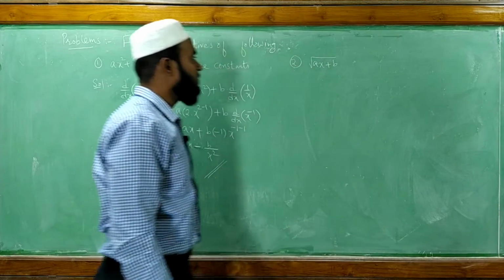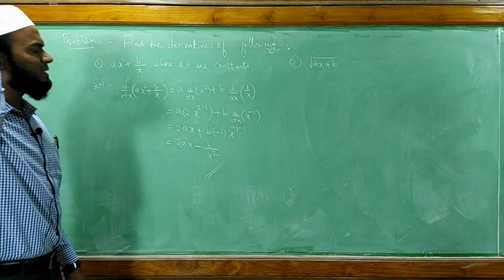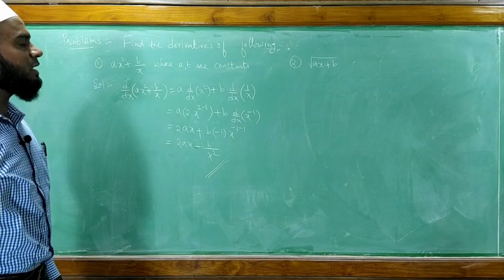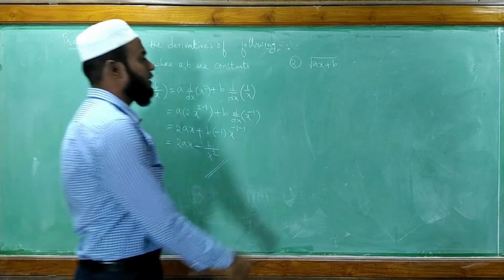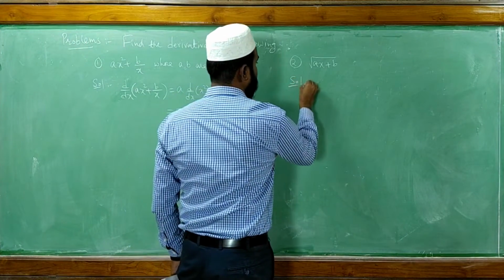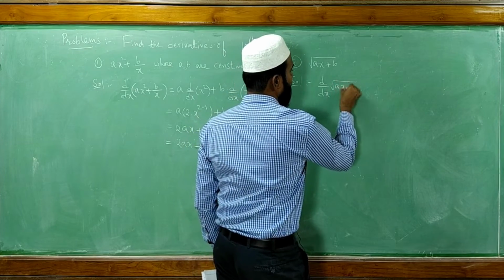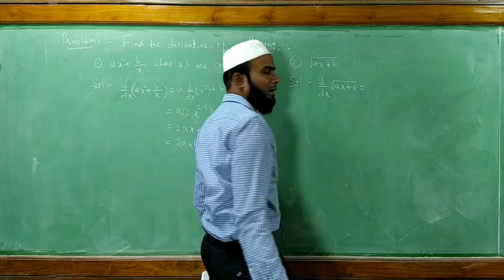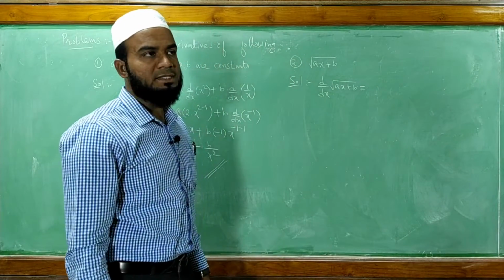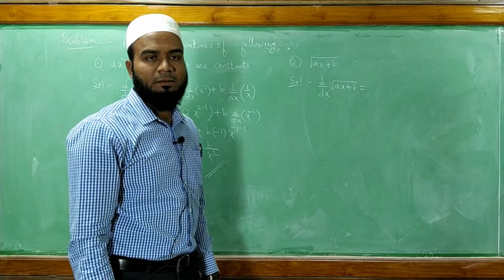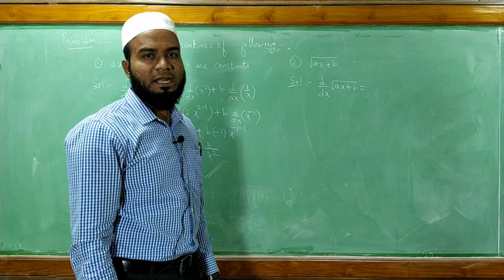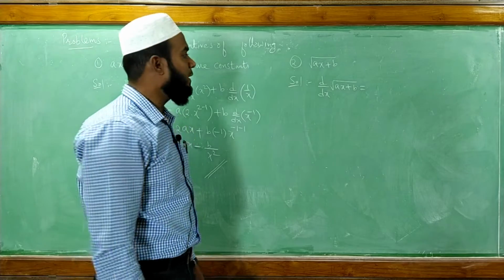Right, square root of ax plus b. What is given? Square root of ax plus b is given. We have to find the derivative of this. So solution, d by dx of square root of ax plus b. Right, it is in the form of root x. Derivative of root x is nothing but 1 by 2 root x.